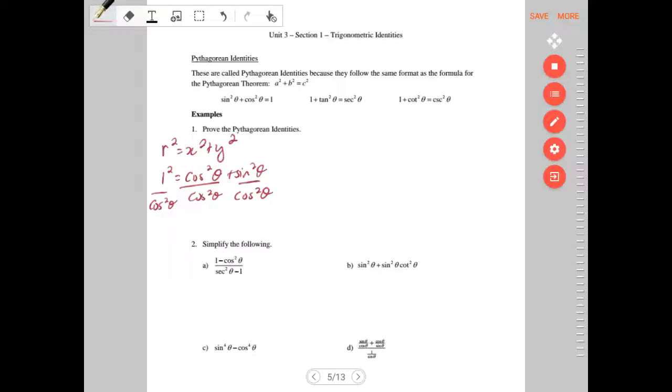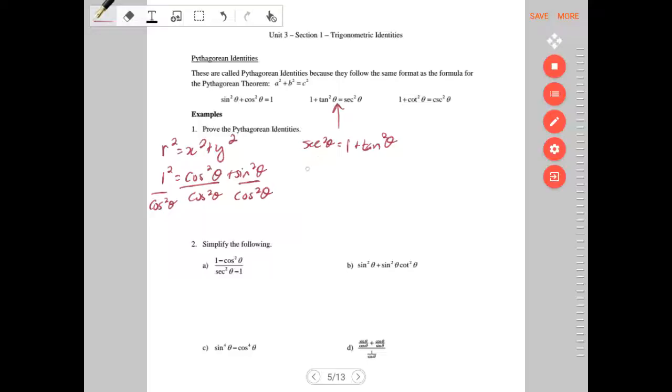then 1 over cos squared is the same thing as secant squared. Cos divided by cos is 1, and sine divided by cos is the same thing as tan. So sine squared divided by cos squared gives us tan squared theta, and there is our second Pythagorean identity.